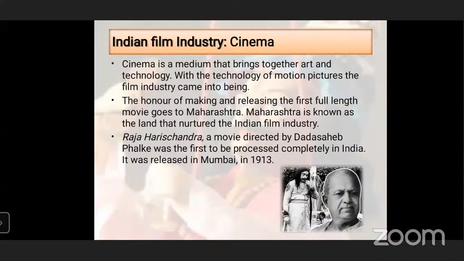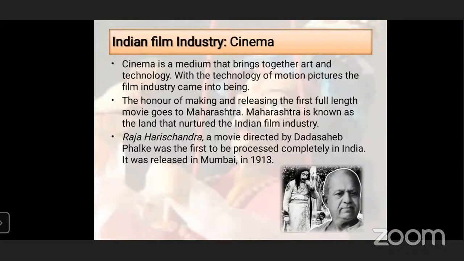It was released in Mumbai in which year? 1912. Yes, students, you can note them as follows, in which one side the name of the movie is written and the other side the year is written. Yes, you have to write that.